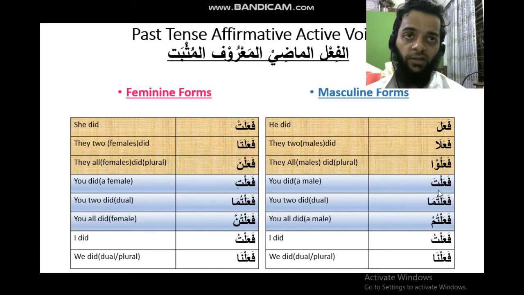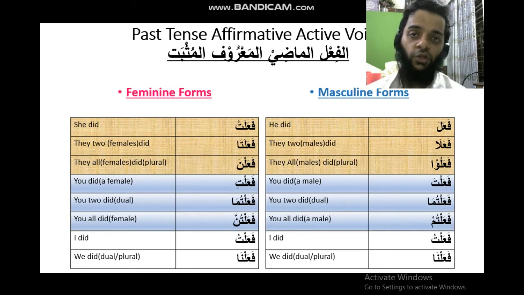Fa'alti means you, a female person did. In fa'alta you had fatha on ta, in fa'alti you have kasra on ta. Fa'alta means you, a male did, fa'alti means you, a female did. Fa'altuma means you two did, so this is basically the same for masculine and feminine. Fa'altunna means you all females did. Fa'altu means I did, which is the same for both masculine and feminine. And fa'alna means we did, and it is the same for masculine, feminine, dual and plural.